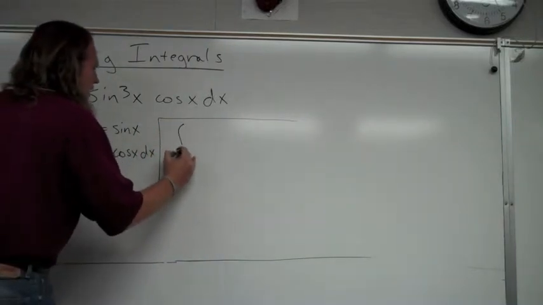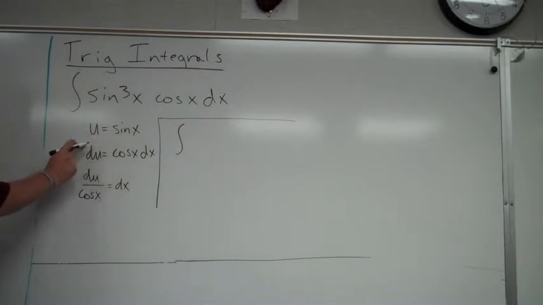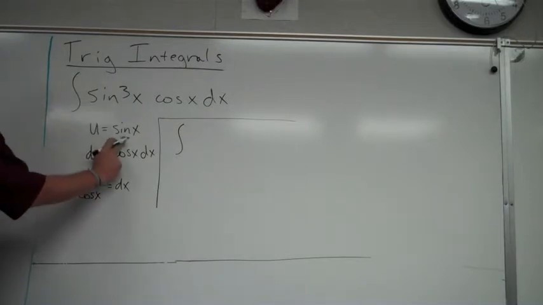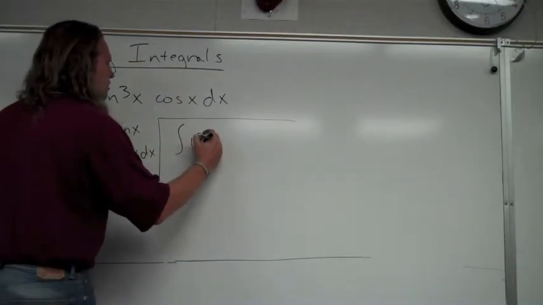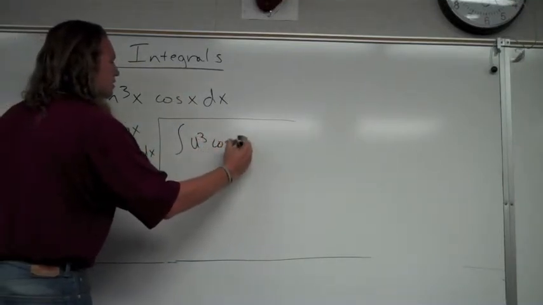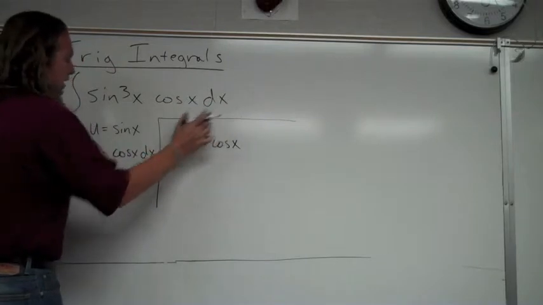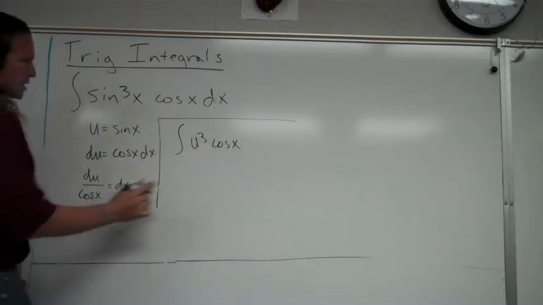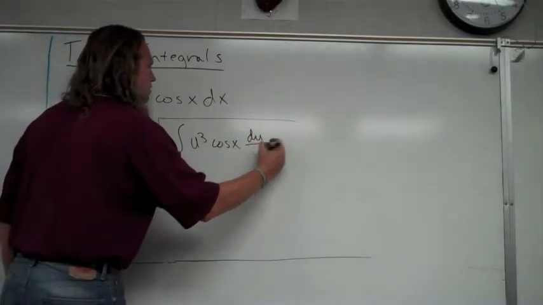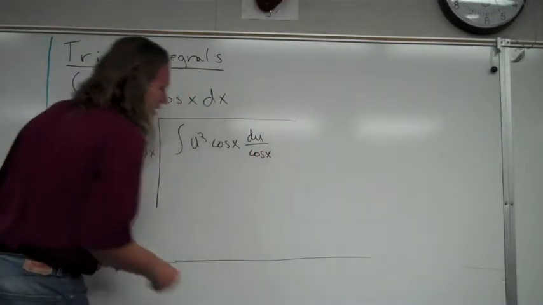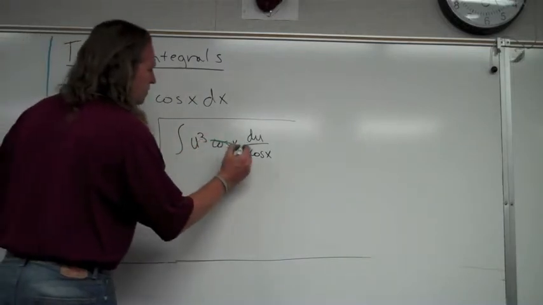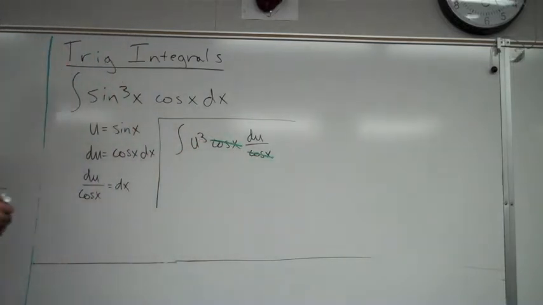So then I'm going to go ahead and actually substitute it in here. So where I see sine, I'm going to replace it with u. So there's sine cubed, so I can write u cubed. I'll leave my cosine x there. Instead of dx, I will replace it with du over cosine x. Alright, and I'm going to cancel out both of these cosines here. That's what u sub does.